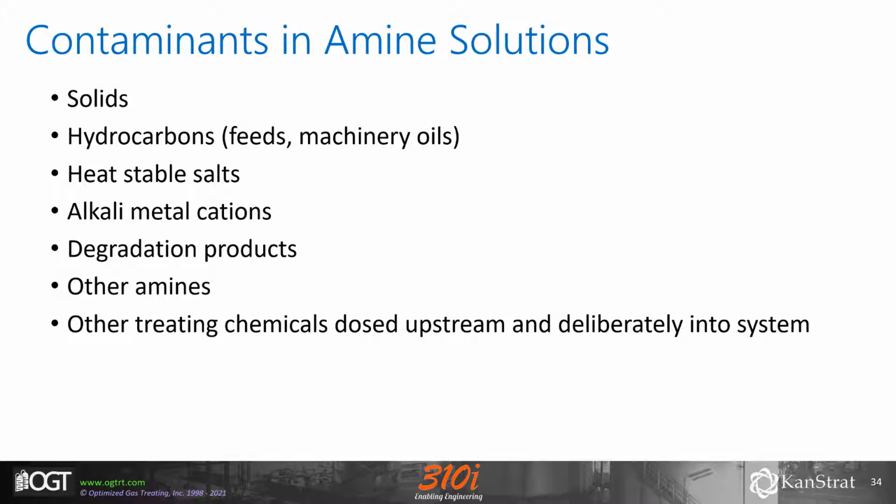Amine solutions can have all sorts of contaminants. We've mentioned some of them, but here is a more complete list. We won't go into details here, but on the last point of other chemicals coming in, there are all sorts of things that can get into the system, including oxygen scavengers, corrosion and hydrate inhibitors from upstream wells, flow improvers, you name it, we've seen it.